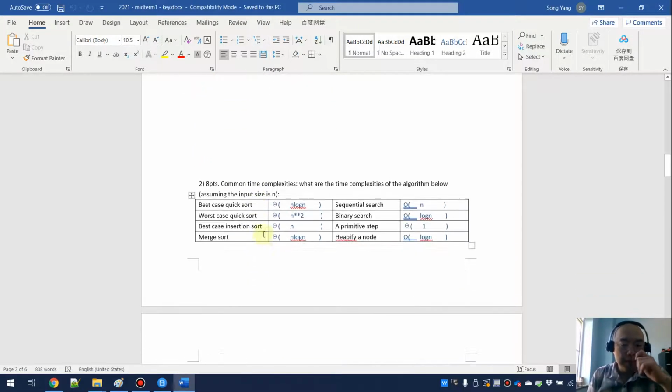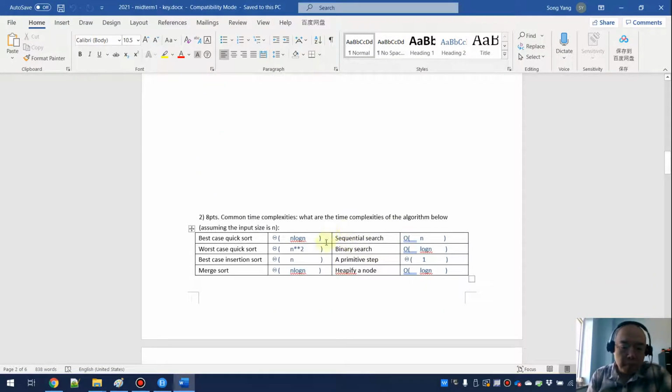Okay, and the next question: the best case of quicksort. And what's the best case? The best case is that we are super lucky and we get the median all the time. So we are able to do a 50% to 50% partition, and that is O of n log n. And the worst case of quicksort, we have talked about that.